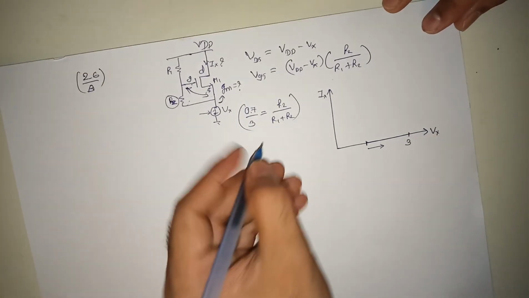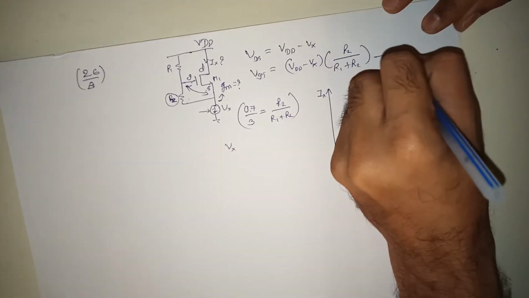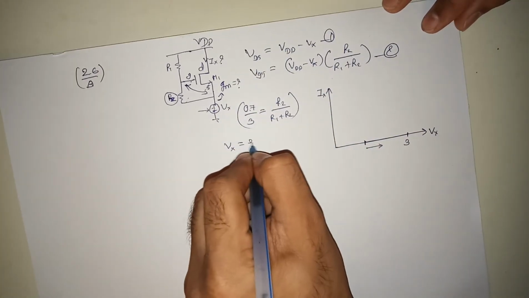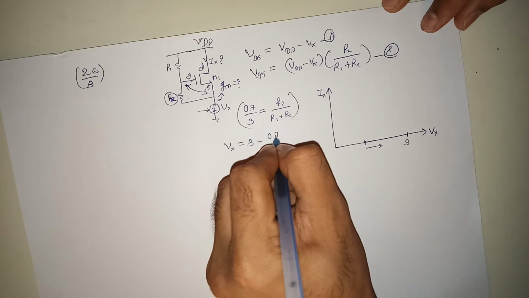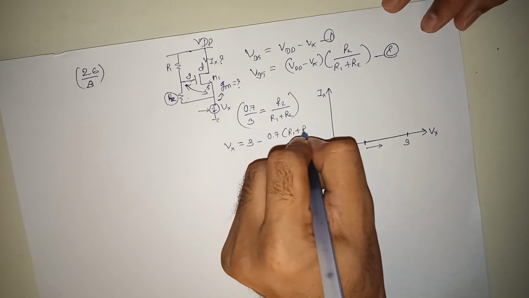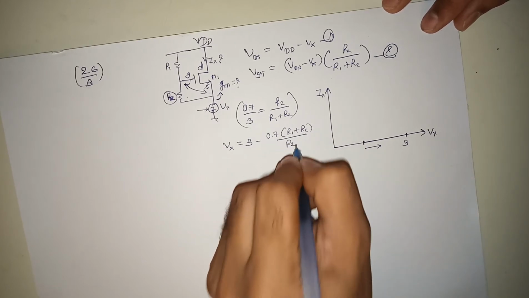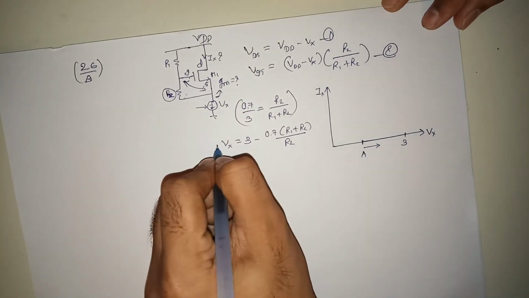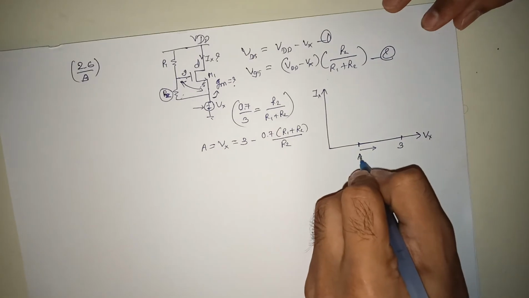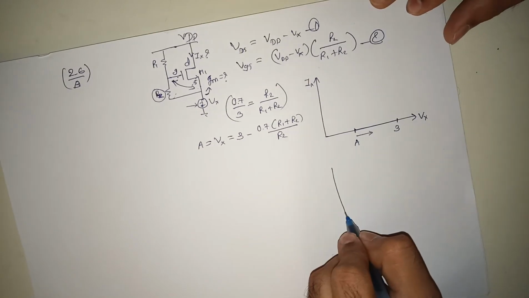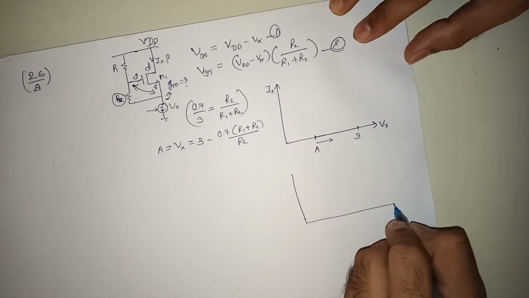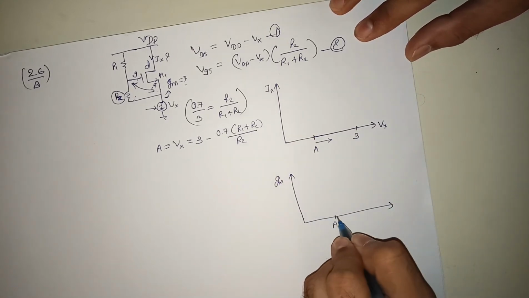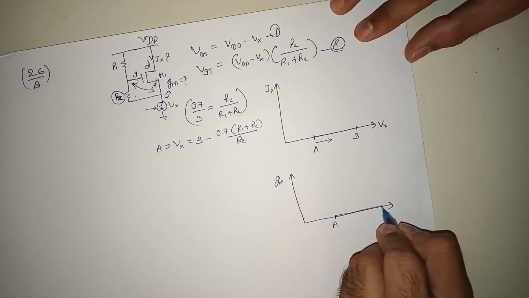And what is that point? You can find it from this equation. This is 3 minus 0.7 into R1 plus R2 by R2. This is the point. I am calling this point A. So beyond point A, I is 0. Same goes for Gm: because I is 0 beyond point A, Gm will also be 0.